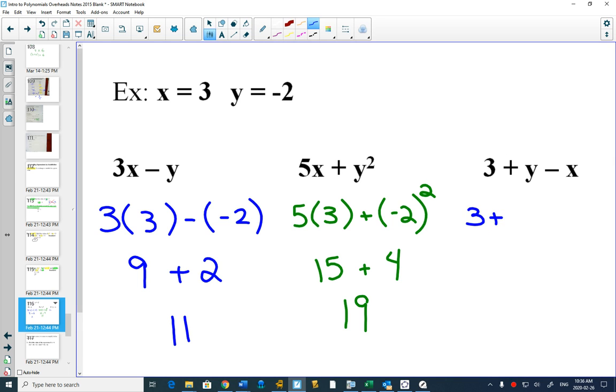Finally, the last one, 3 plus bracket for the y, bracket for the x. Where the y is, I'm going to put a negative 2. Where the x is, I'm going to put a 3.